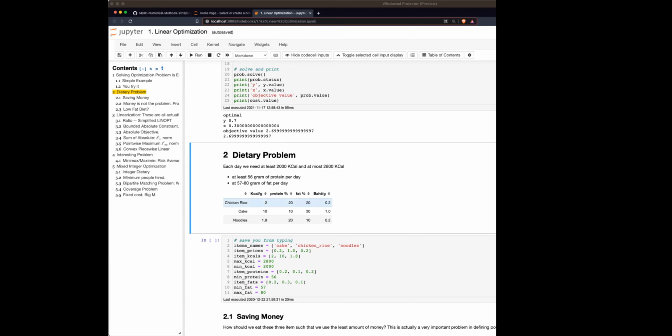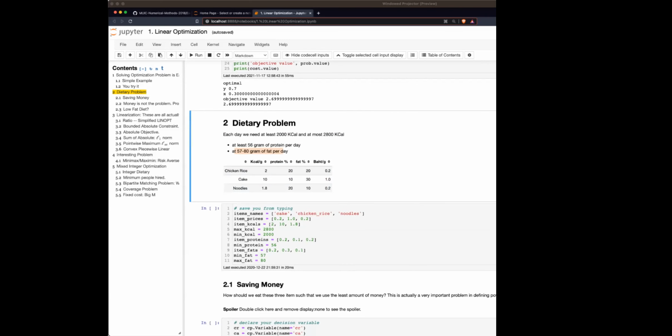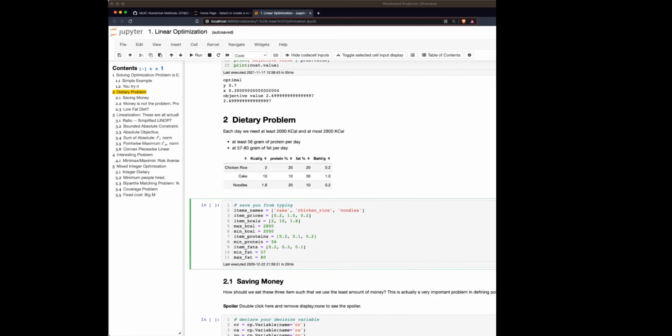And then you can get 20 grams of protein. You can get some amount of protein, some amount of fat, and there's a price that you need to pay per gram. Okay, so far so good. So your job is really to find a combination that gives you this much power, this much protein, and this much fat, which I already calculated for you. I already typed in this table for you. There is cake, chicken rice, and noodles, and these are the indices. Max kilocalorie, item per protein, and so on.